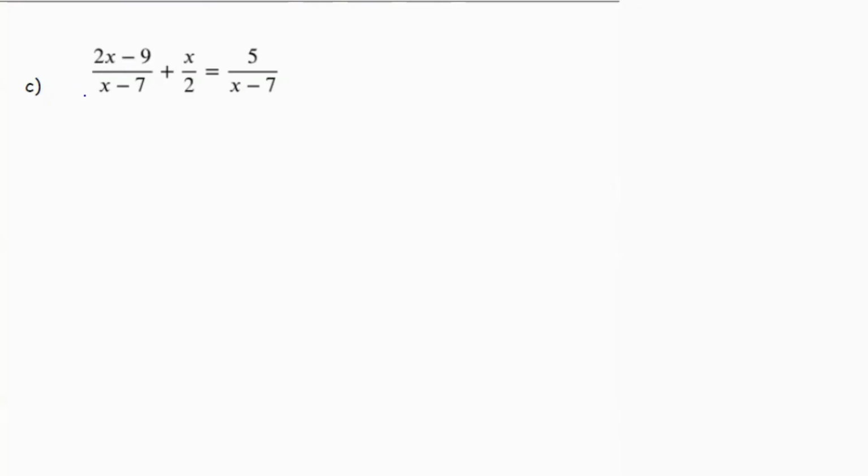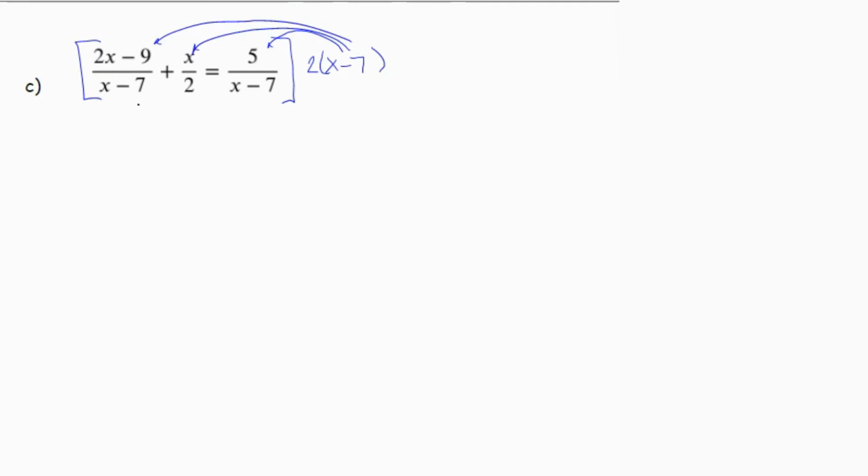2x minus 9 divided by the quantity x minus 7, plus x divided by 2, is equal to 5 over x minus 7. So step 1, multiply by the common denominator of all. And it looks like it's going to be 2 times the quantity x minus 7 as our common denominator, multiplied with all 3 expressions here.